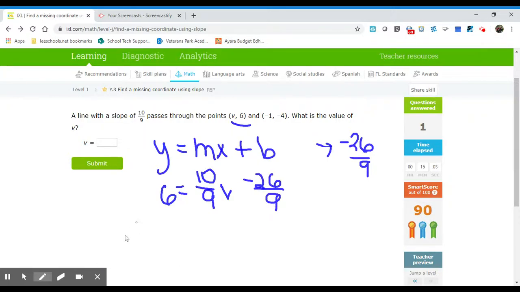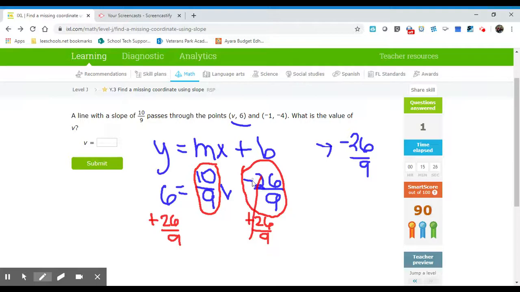Okay, so to solve, we need to get rid of this, and we need to get rid of this. Let's start with our -26 ninths. We're going to add 26 ninths to both sides. This will be gone. And now we just need to do 6 plus 26 ninths. So the more you practice this, the better you'll get. It probably gives you nightmares because you probably think back to 4th, 5th grade when you had to do a lot of these. It's one of the most difficult things I find that students have trouble with.